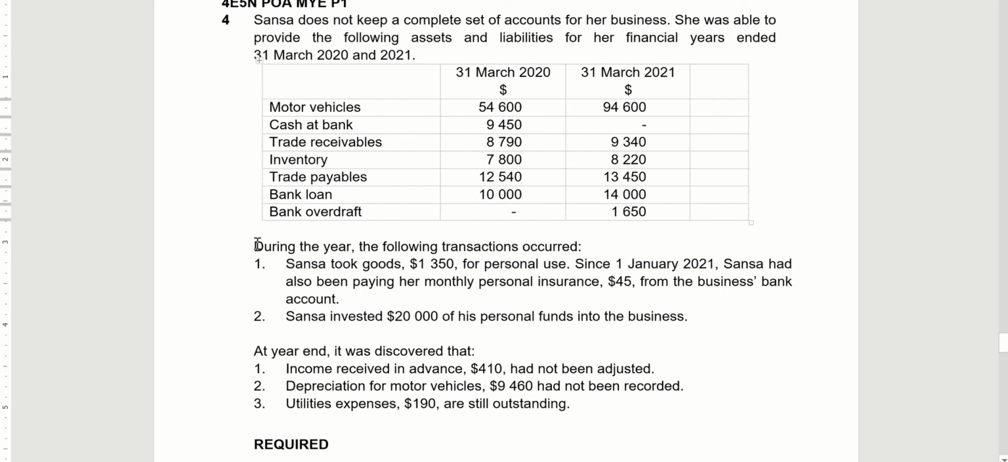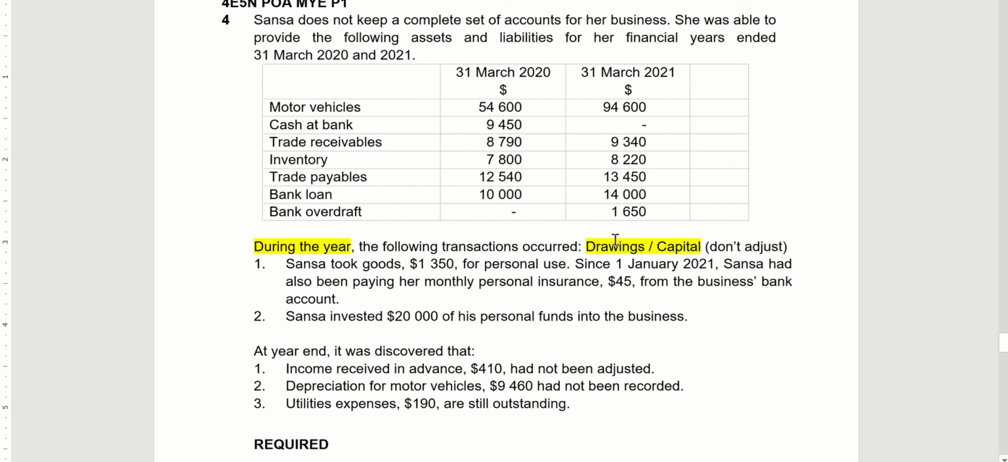When you read the question, you also see some additional information for during the year. So during the year, all these transactions happen. You see that these transactions mainly affect drawings or capital. You have to remember you should not adjust this. All these transactions affecting drawings and capital, don't adjust them, because later on they will be included in your statement of adjusted profit or loss.